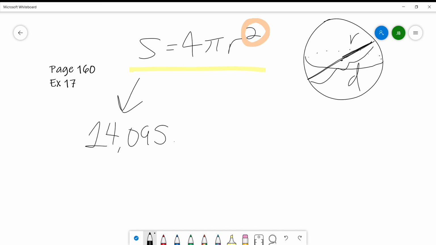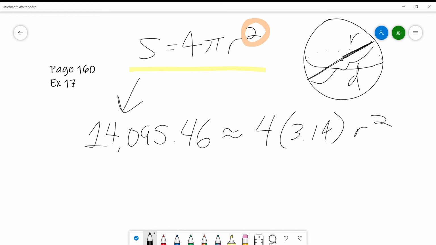The S equals 14,095.46. When you're dealing with hundredths of a square millimeter, man, you are really precise. I don't even know if they're that precise manufacturing these things. Is approximately equal to 4 times the pi times our unknown squared value. We're going to divide both sides by 4 times 3.14.